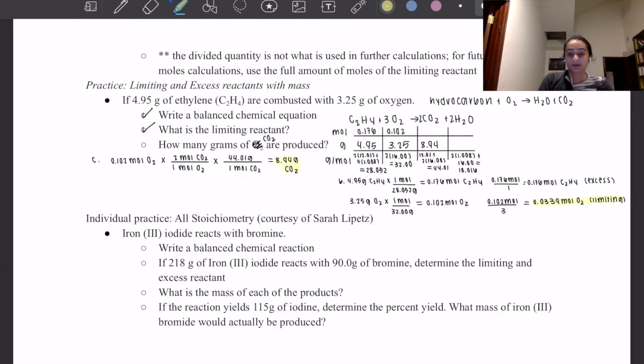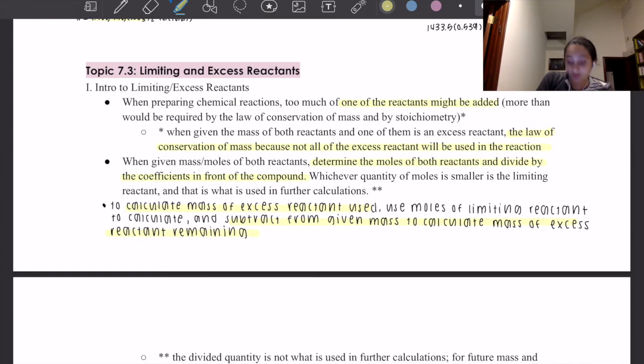Okay, so now we are going to do a stoichiometry problem that kind of encompasses everything I've explained so far, except for the one thing up here about calculating the mass of the excess reactant that is actually used and the mass remaining. Remember, you would do that by using the moles of the limiting reactant to convert all the way to mass of excess reactant that's actually used. And then if you want to get the mass remaining, you'd subtract that from your given mass of excess reactant.